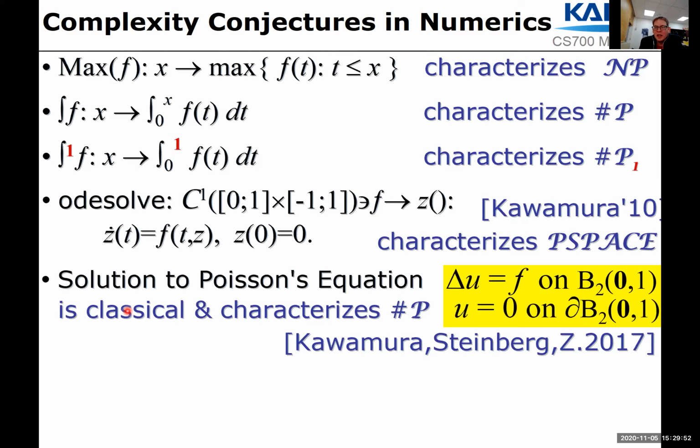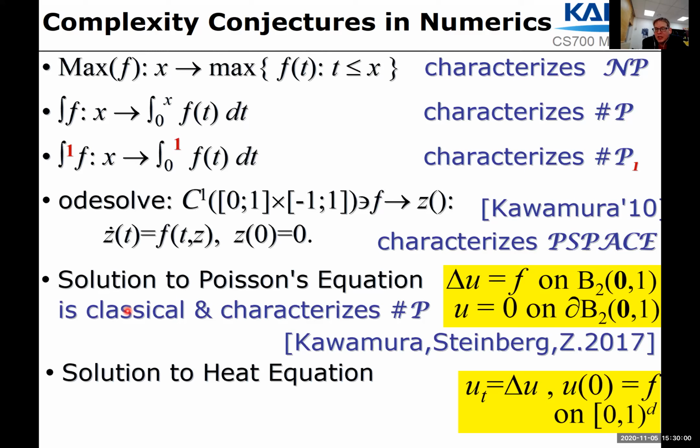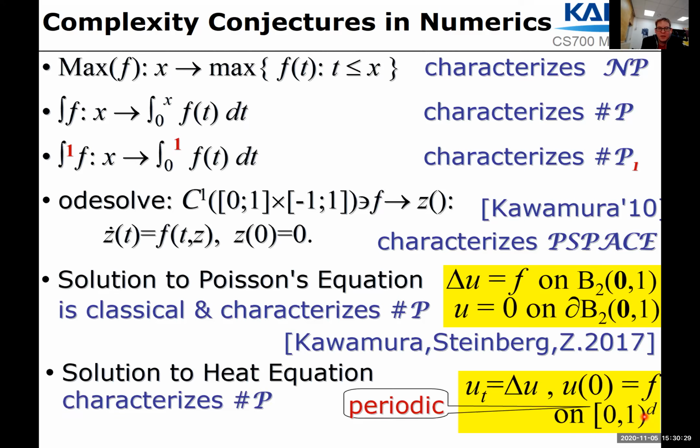And another final numerical problem we want to consider in this lecture is the heat equation. So here you see the heat equation. The heat equation is an evolution equation. So whereas the previous one is a static problem, here we have a time parameter, and we have a given initial condition on, let's say, the torus. So this is the unit cube, but with periodic boundary condition. I'll say again more about that later. And it turns out that this also characterizes #P.